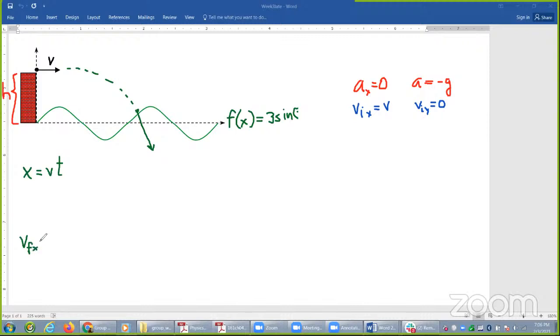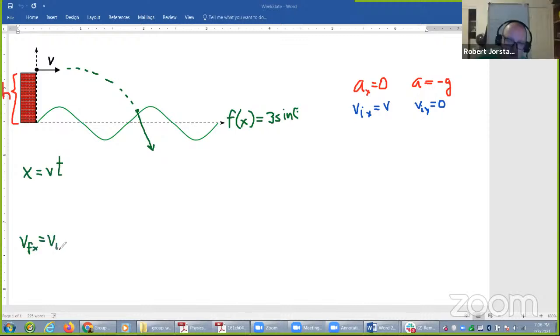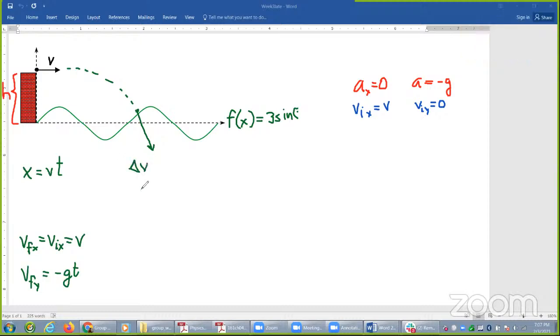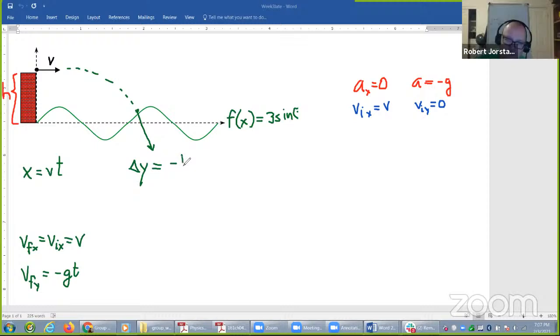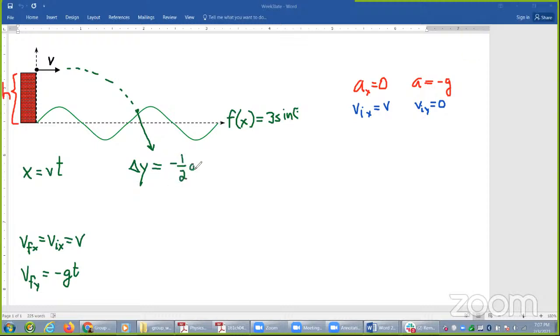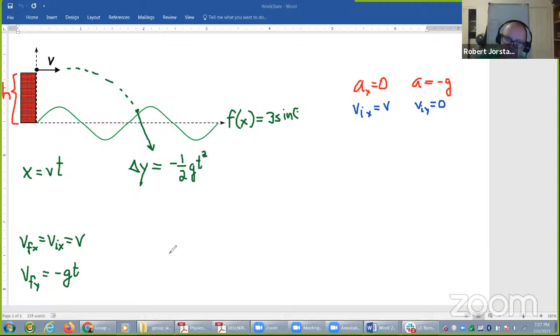Then just use those two to solve for a total velocity. So just writing down what you said, v final x is equal to v initial x. And we know that v final y is equal to, in this case, negative gt, agreed? All right, so this is one kinematics equation. What's the y kinematics equation you would write? The change in y equals v initial t plus one half g t squared. And what's v initial in the y direction? That's 0, of course, so it just drops out. Do you agree?